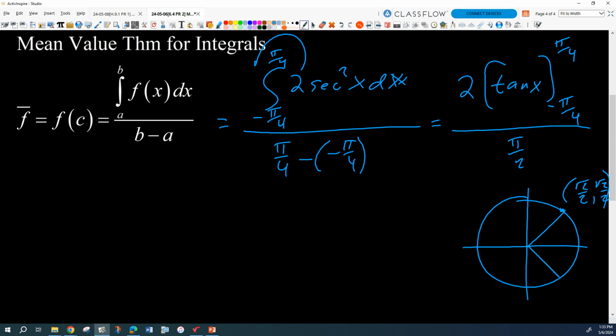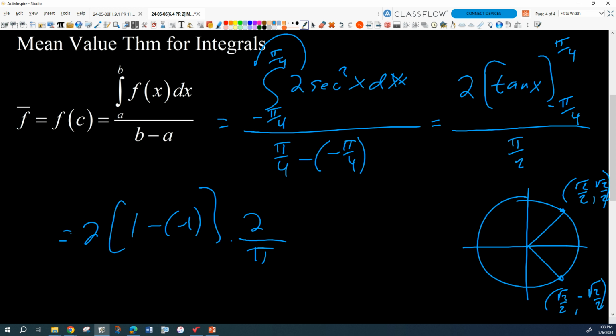What is the tangent of negative pi fourths then? Negative 1, exactly, right? Because here the x coordinate is root 2 over 2. The y coordinate is just negative root 2 over 2. So we're going to get negative square root of 2 over 2 divided by positive square root of 2 over 2. So negative 1, yeah. Right? So we get 2 times 1 minus negative 1, divided by pi over 2, is the same thing as times 2 over pi. So I get 2 times 2 times 2 is 8 over pi, right? That's my average value.